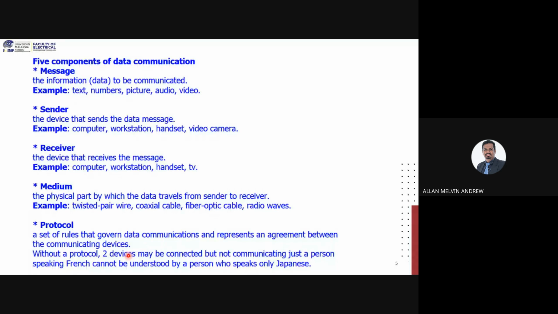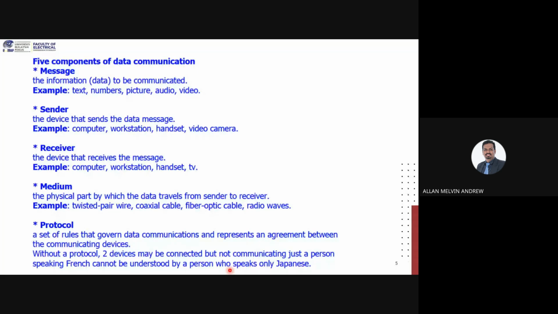Similarly in this case, without the protocol, two devices may be connected but not communicating, just as a person speaking French cannot be understood by a person who speaks only Japanese. Let's say you have two people talking. One person talks in French and doesn't know Japanese, and the other doesn't know French and speaks in Japanese. How will the communication go? It cannot achieve anything because both persons will not understand each other.